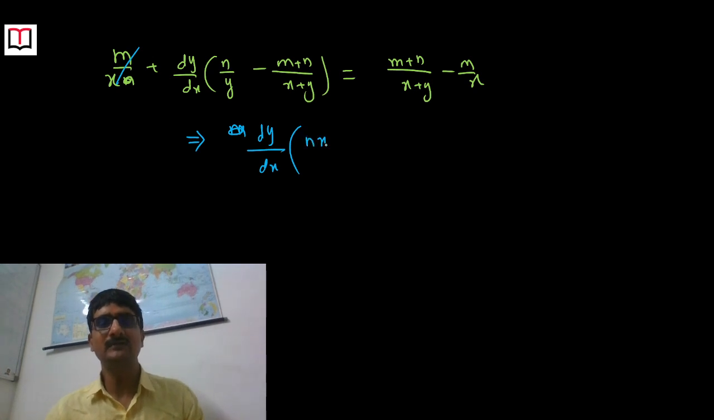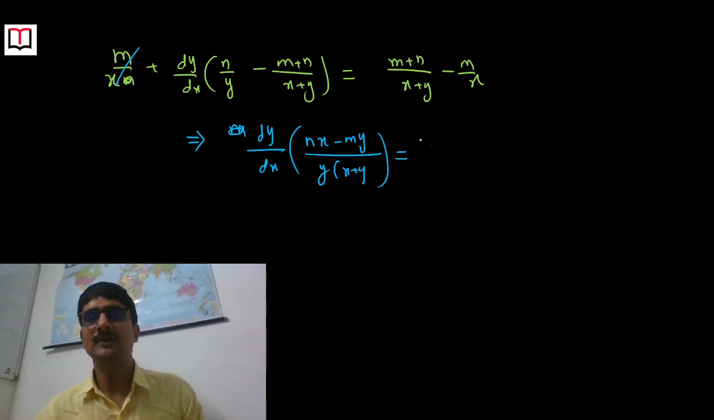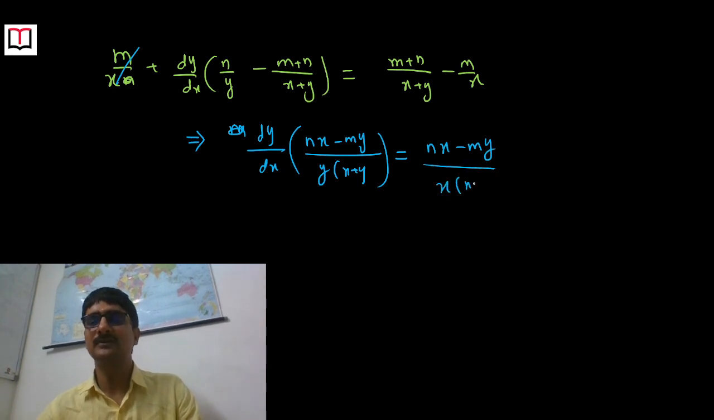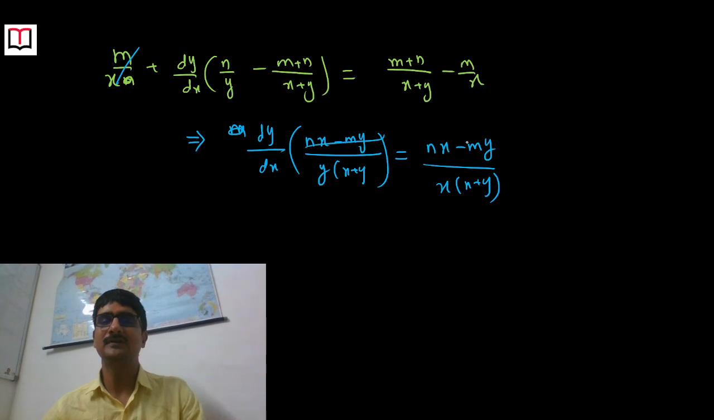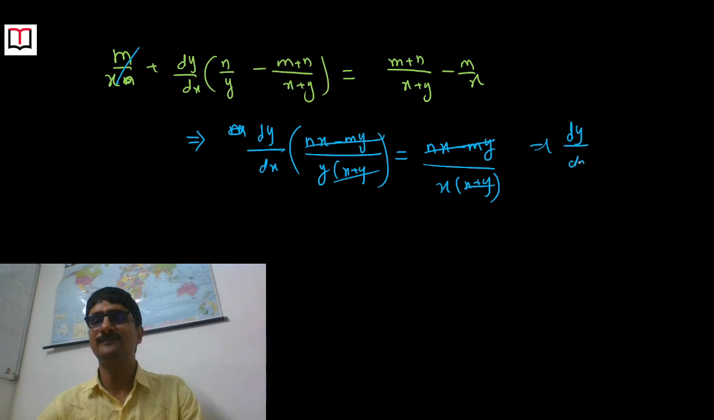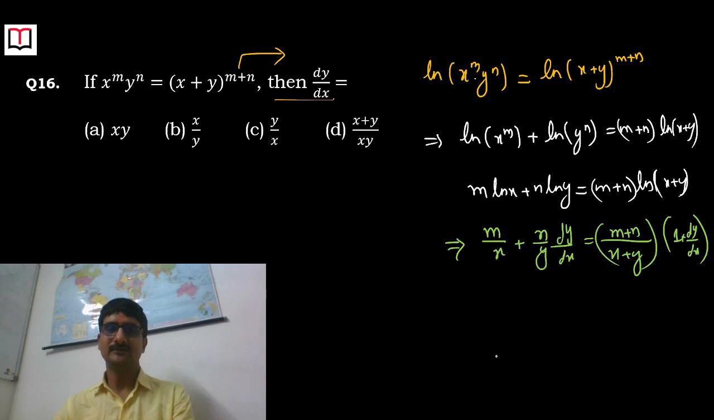Great. So nx minus my upon y into x plus y is equal to, here again it's mx and mx gets cancelled. Nice. Nx minus my upon x into x plus y. Oh, we are really lucky in that case, isn't that? So dy by dx, it worked. Taking ln helped us. So y by x should be the answer.